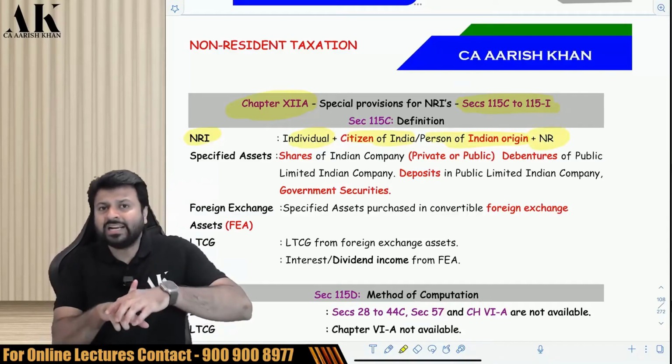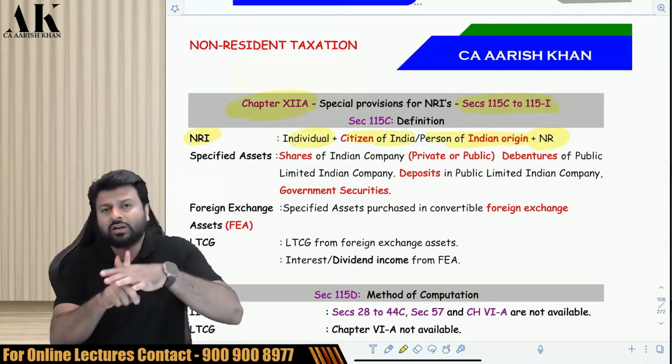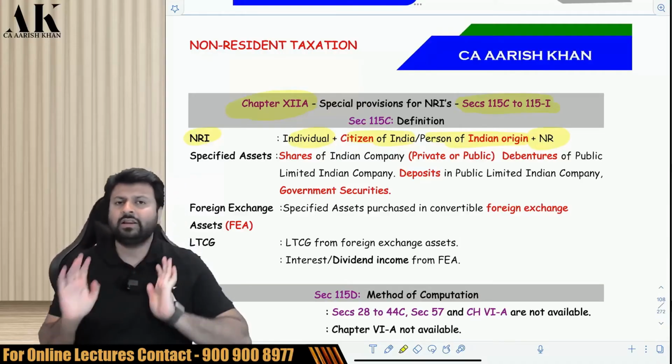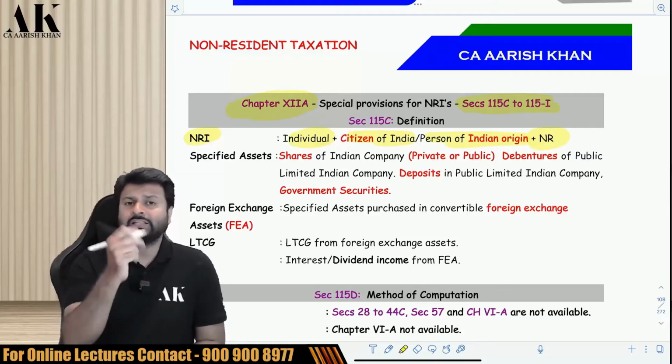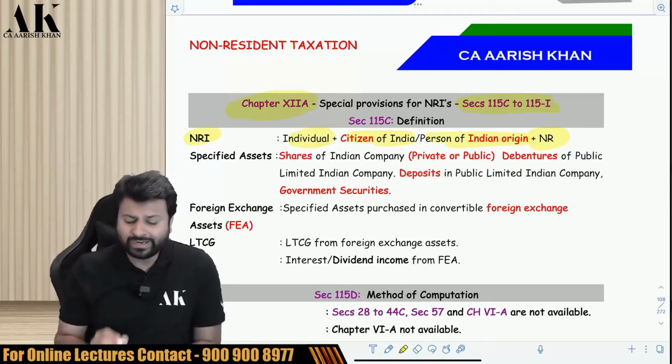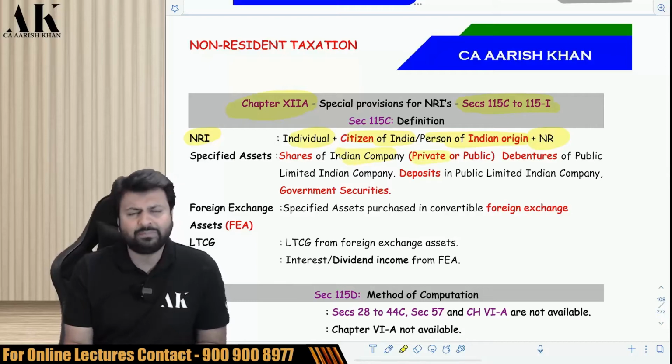So a non-resident who is a citizen of India or a non-resident who is a person of Indian origin will be considered as NRI. The NRI has to buy certain specified assets. What are specified assets? There are 4 assets. One is shares of Indian company. Private company shares is also covered.